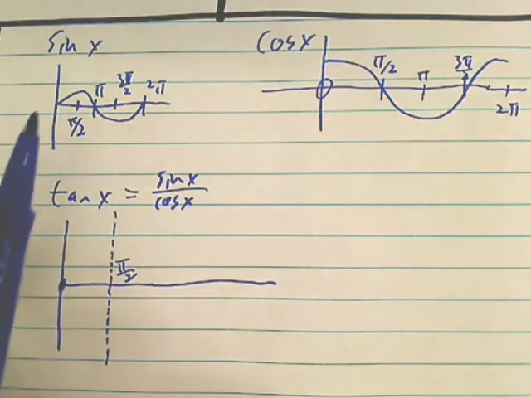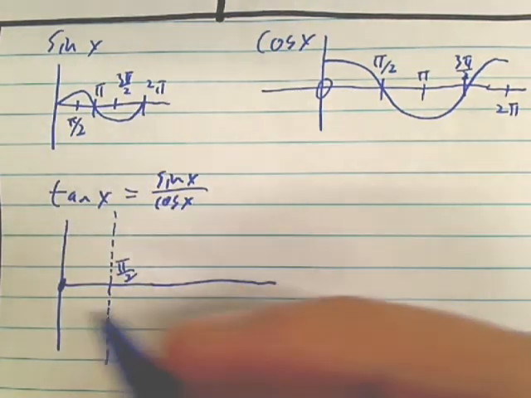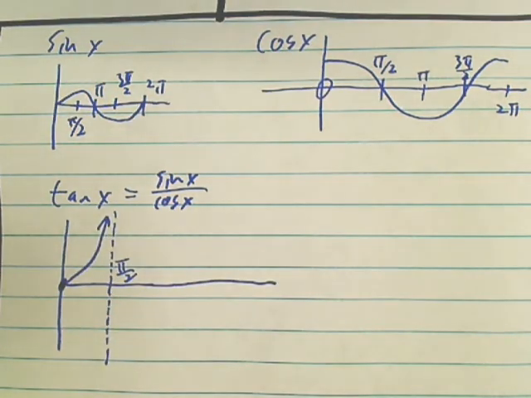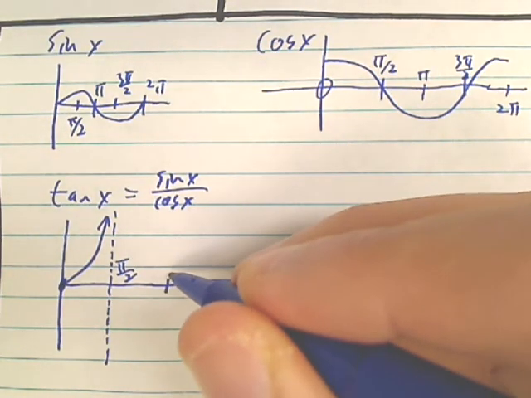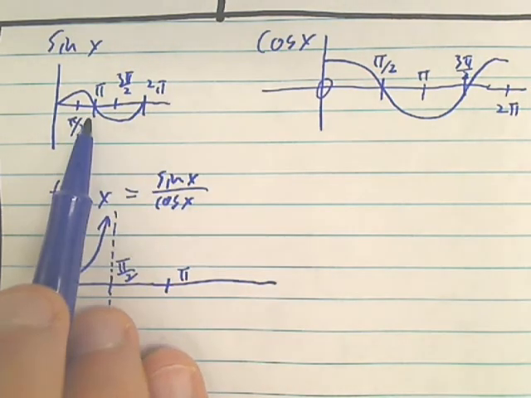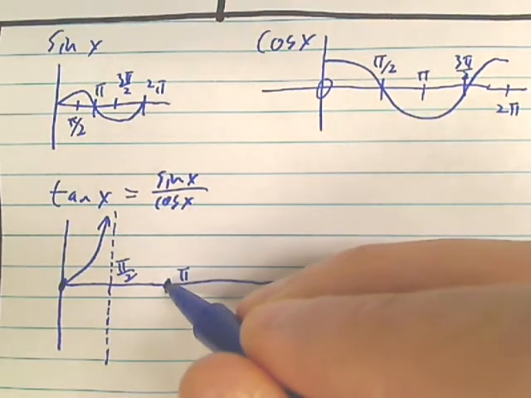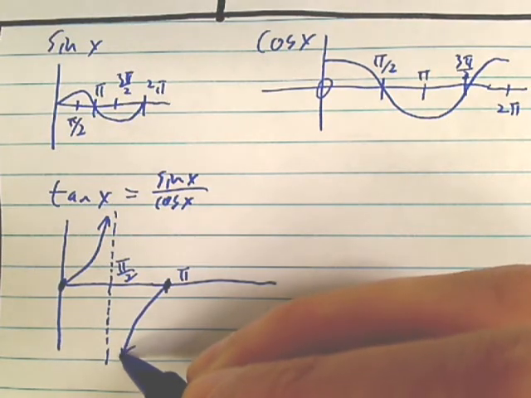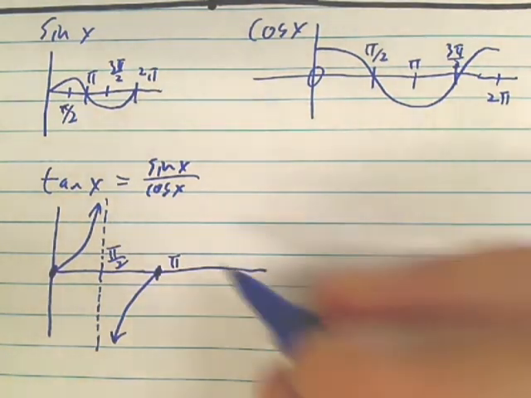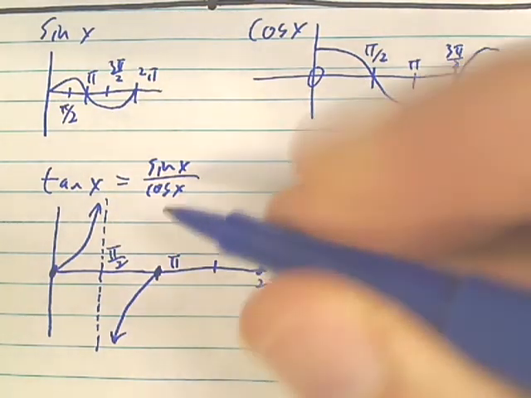So what is the graph doing here? Between 0 and pi over 2, we have a positive number divided by a positive number. So this is going up and then up against that vertical asymptote. Next at pi, sine 0 divided by -1, that's 0. So we see the graph of tangent doing this. If you remember from before, tangent has a period of pi, so this is going to keep repeating.